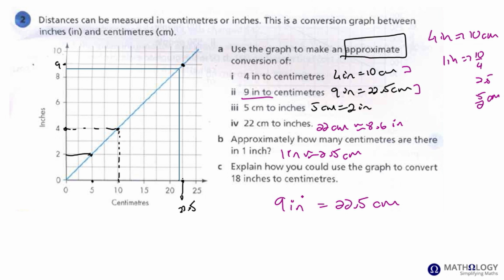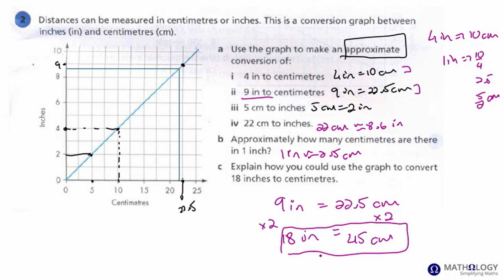It's not exact. For 18 inches, we're going to use ratio and proportion here to find out approximately what 18 inches is in centimeters. We're going to take 9 inches and multiply by 2, and we'll do the same with centimeters. So 22.5 times 2 is 45 centimeters. So 18 inches is approximately 45 centimeters.